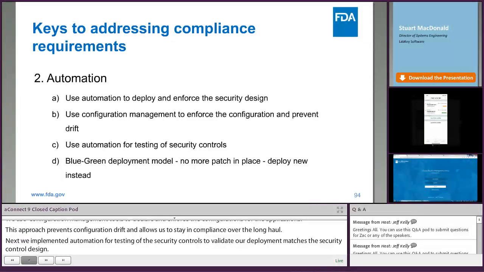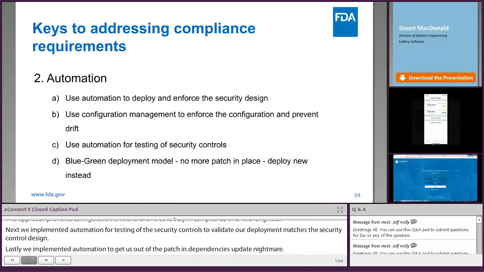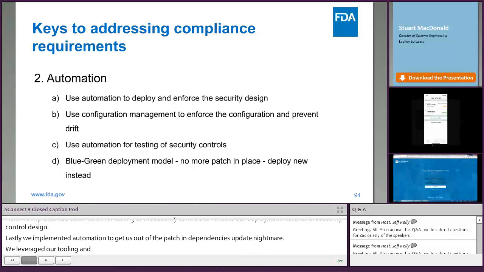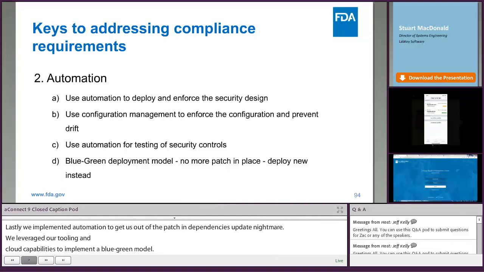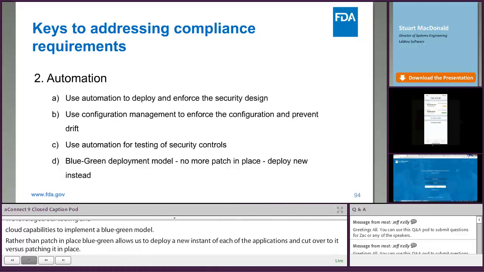We leveraged our tooling and our cloud capabilities to implement a blue-green model. Rather than patch in place, blue-green allows us to deploy a new instance of each of the applications and cut over to it versus patching it in place. This approach minimizes the risk of long-term outages due to a failed patch or application upgrade, as well as allows us to audit the environment with each deployment.